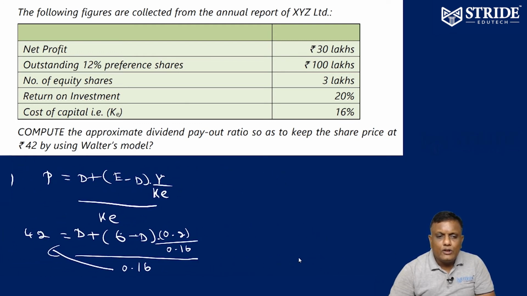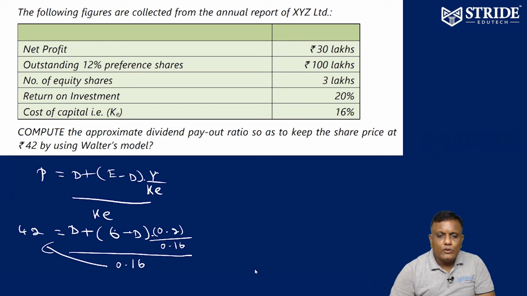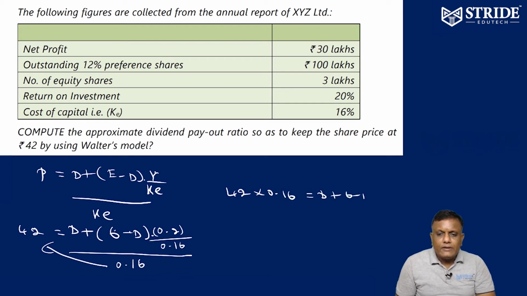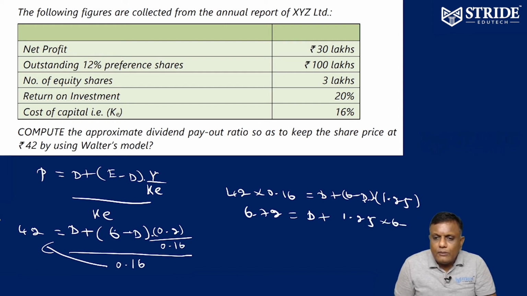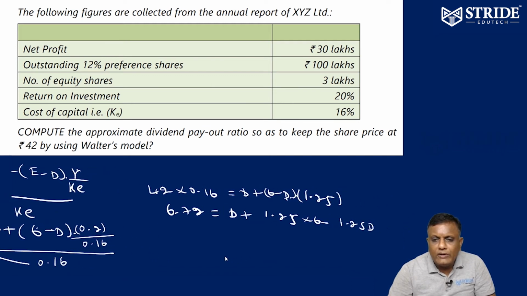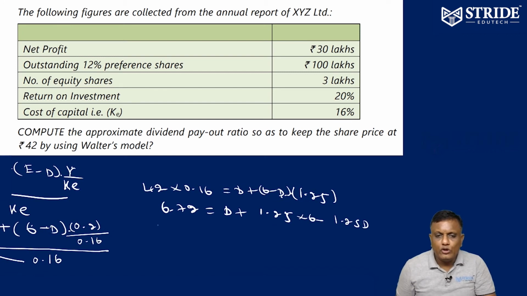So 42 into 0.16 is equivalent to D plus 6 minus D into 0.2 by 0.16. So the answer is 1.25. 42 into 0.16 is 6.72, which is equivalent to D plus 1.25 into 6 minus 1.25 into D.